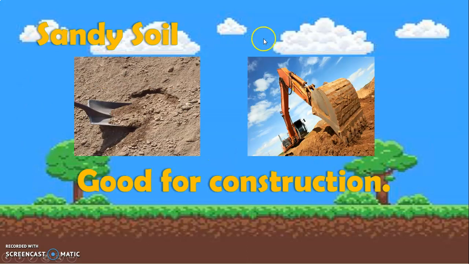So, where do we use sandy soil? It is good for construction. Again, sandy soil is good for construction. Usually, if we build buildings, houses, and other infrastructure, we use sandy soil.